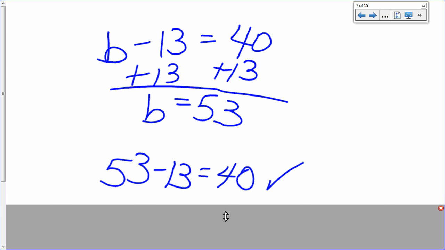You should always go back and double check. Plug in 53 for b. 53 minus 13 does in fact equal 40, so we solved it correctly.